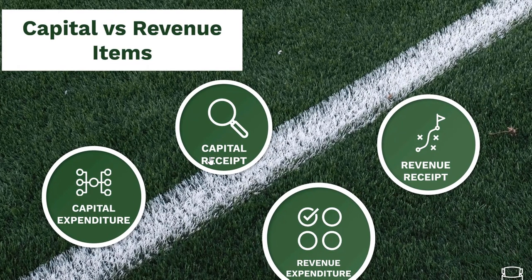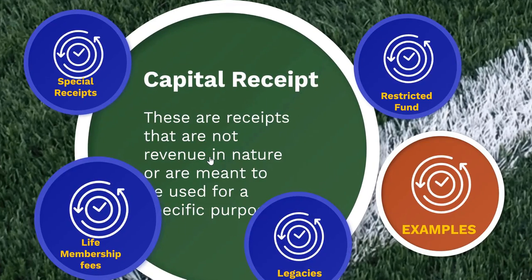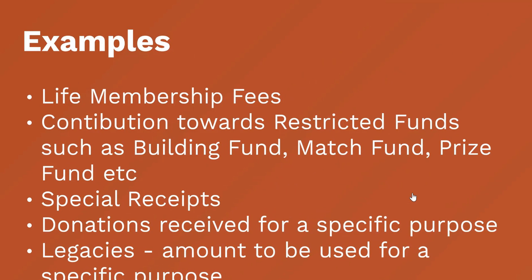Next, we'll go to capital receipt. These are receipts that are not revenue in nature or are meant to be used for a specific purpose. Examples of such capital receipts: life membership fees, contribution towards restricted funds such as building fund, match fund, prize fund, etc. Special receipts, donations received for a specific purpose. Legacies, where the amount is to be used for a specific purpose.